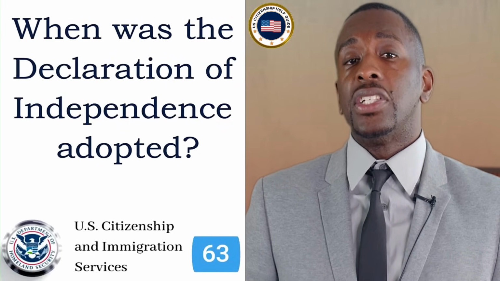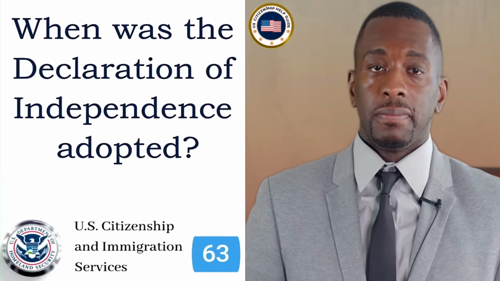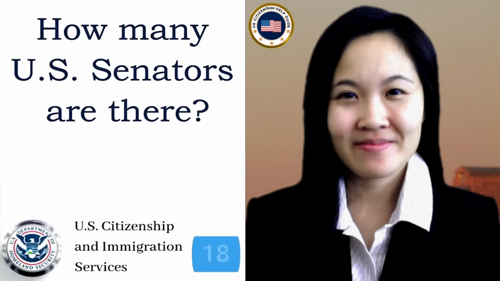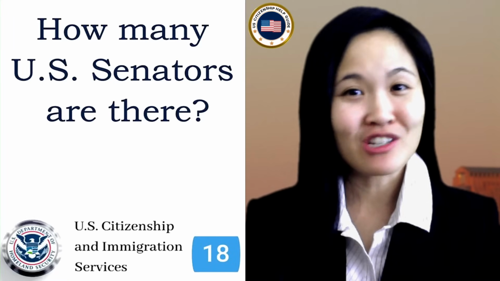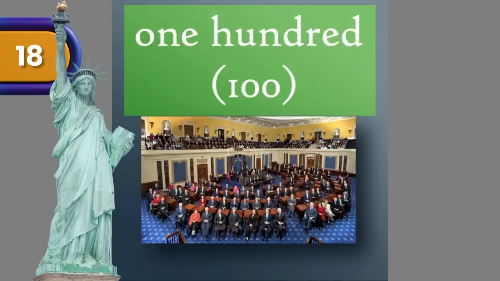When was the Declaration of Independence adopted? July 4th, 1776. How many U.S. senators are there? 100.